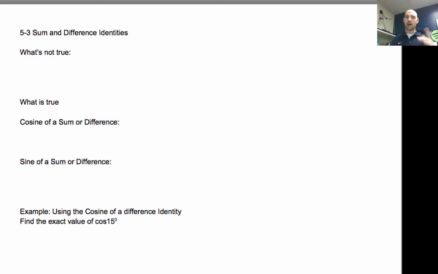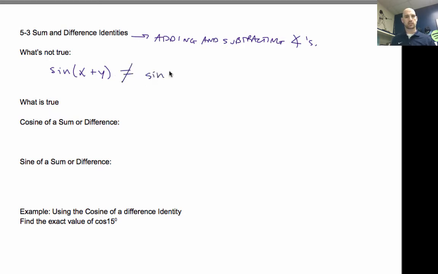But what I'm saying is there are some things that we really want to be true, but they're just not. And here's a very common misconception that students have. When we're talking about sum and difference identities, we're talking about adding or subtracting angles. Here's what's not true. If I have the sine of x plus y, where x and y are two angles, it does not equal sine x plus sine y. It's not like the distributive property where you can just break it up into two things. That's a hard one for students to get over. Honestly, it was hard for me to get over when I was a student, because it seems so logical, you just break it up.